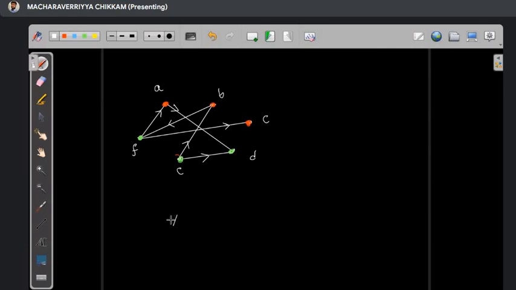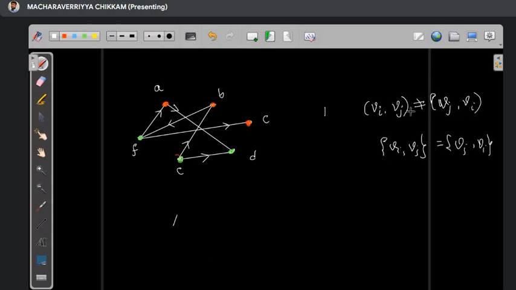Okay, the definition is the same. If you have a Vi, Vj edge in the graph, then the ijth place will be filled with 1. But in the earlier case, we know that Vi, Vj is the same as Vj, Vi, so you are getting a symmetric matrix. But here, these two are not equal. It means if you have a directed edge from the ith vertex to the jth vertex, it is not guaranteed that there is a directed edge from the jth vertex to the ith vertex. So we do not get a symmetric matrix in the case of a directed graph.